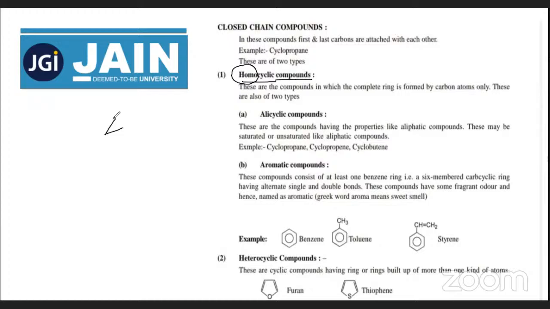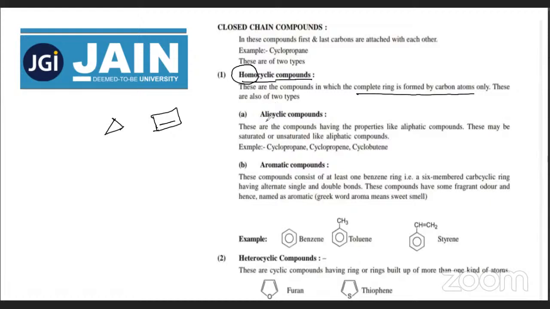Like for this, if I'm trying to write, this is what? This is cyclopropane. If I'm writing for this thing, this is what? Cyclobutene. We'll see the nomenclature of all this. We have it in depth in the slides, so don't worry. Homocyclic is basically what? They'll have a complete ring formed by carbon atoms only.